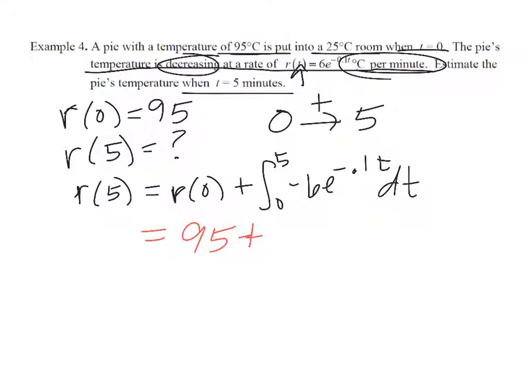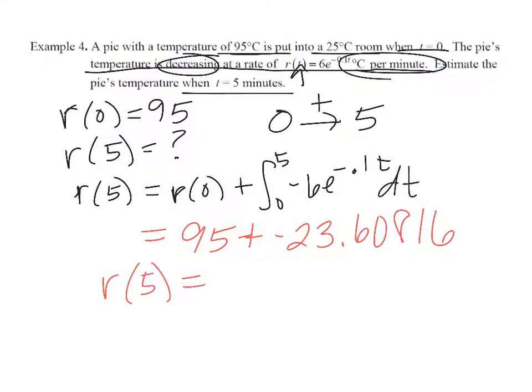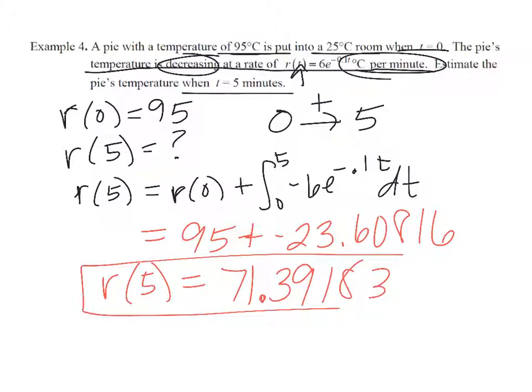And in my calculator I have negative 23.60816. Remember, I'm going to go to 5 decimal places before I round anything. And when I add those two together, my pie's temperature at time equals 5 is 71.39183. I'm just truncating here, I'm not rounding.